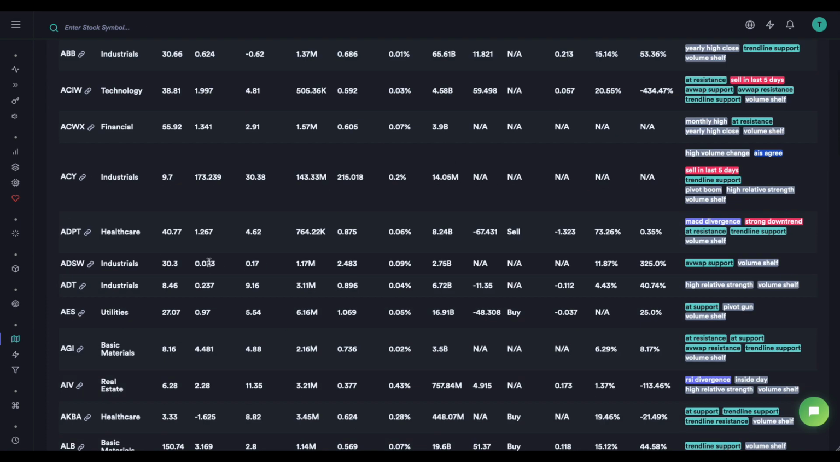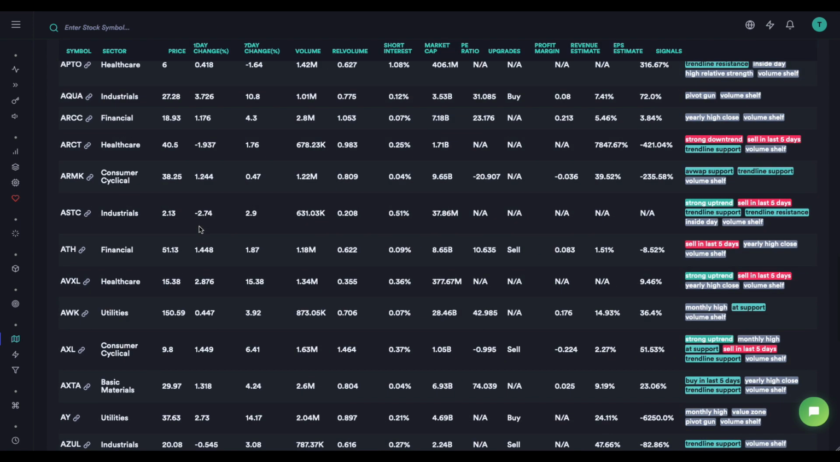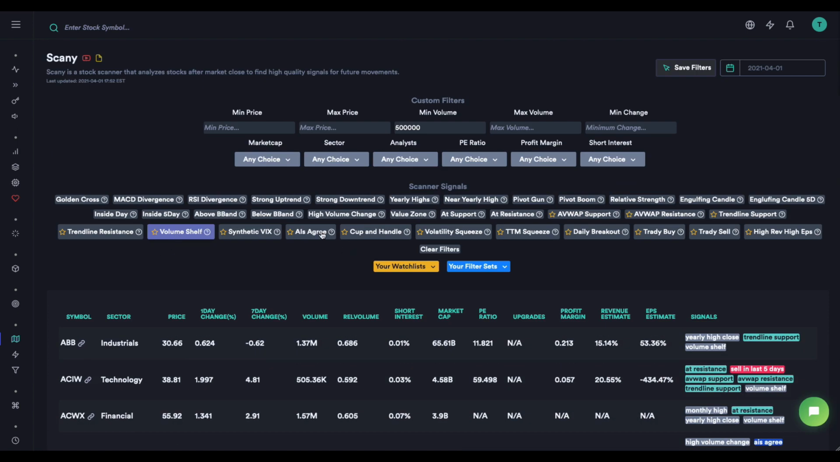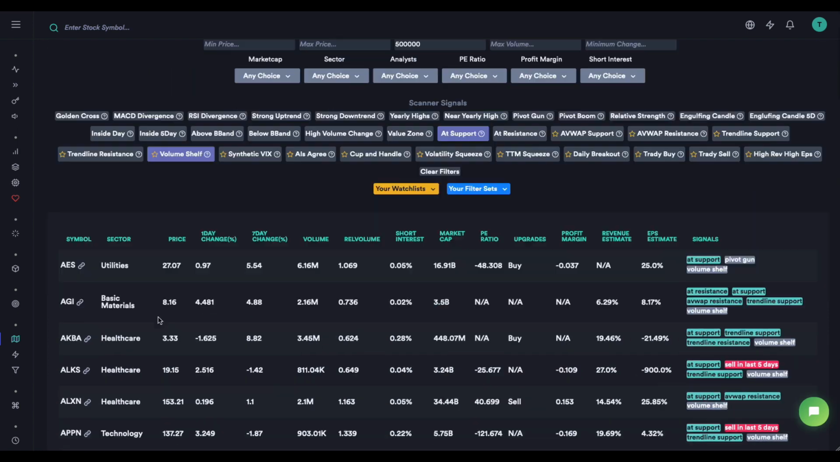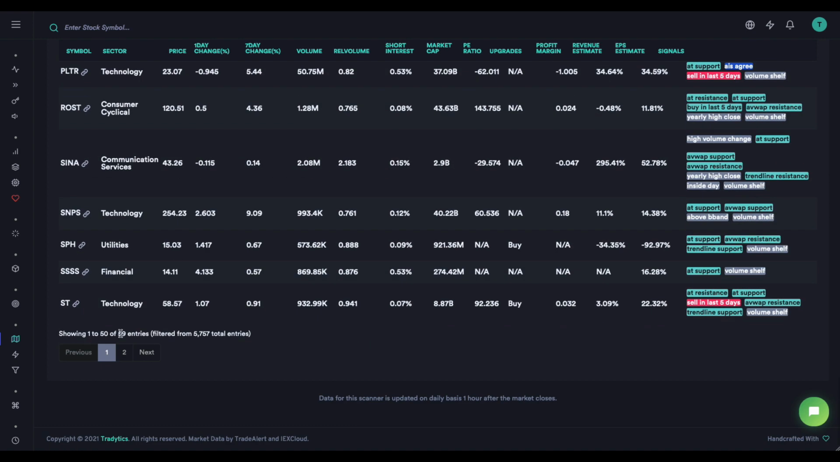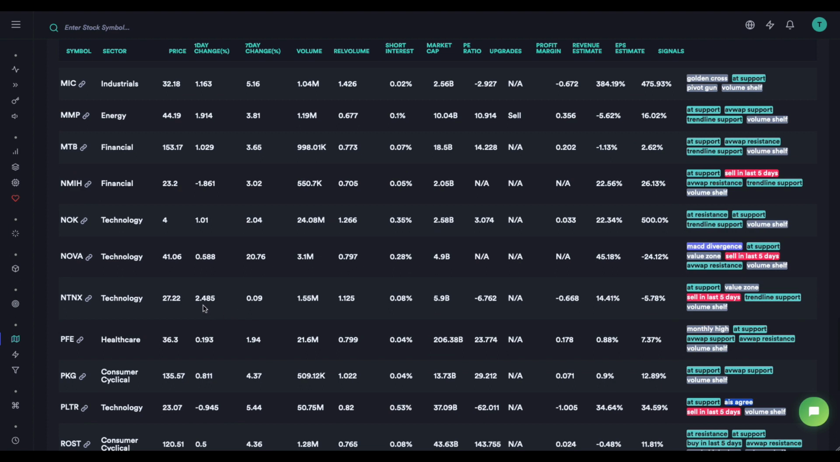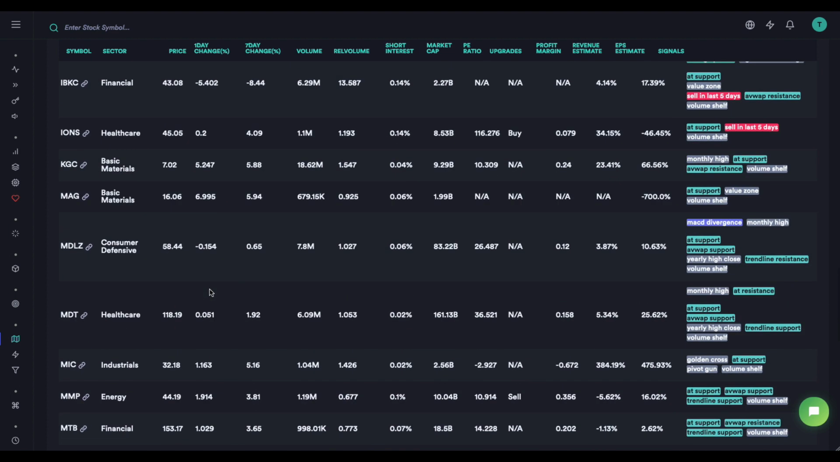So let's see what happened. I have not gone over any of these before this video. So we have the volume shelf. Let's actually try to do one support as well, just to reduce the number. So we have gone to just 59. So let's see if we can find something that we did not cover in the supports video.